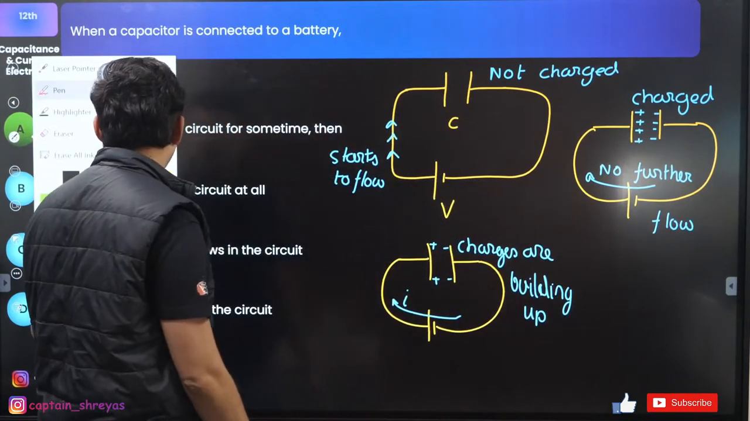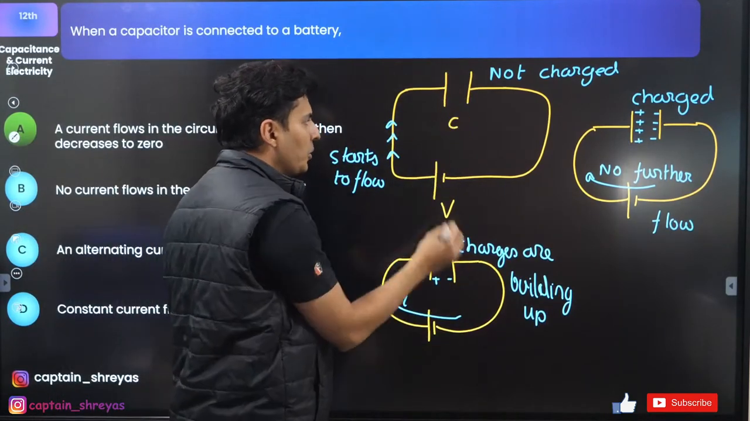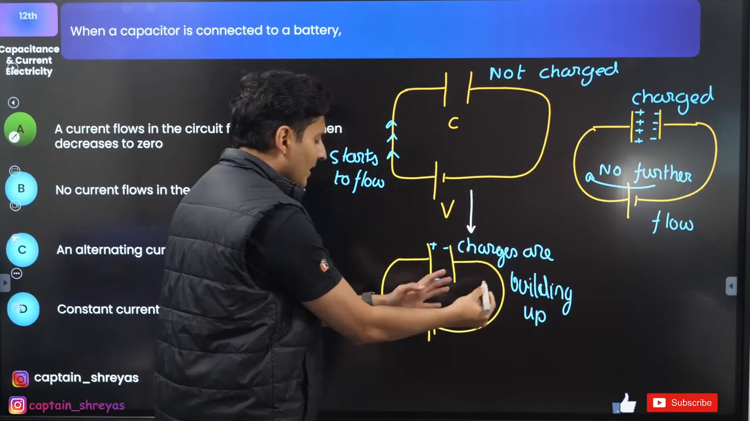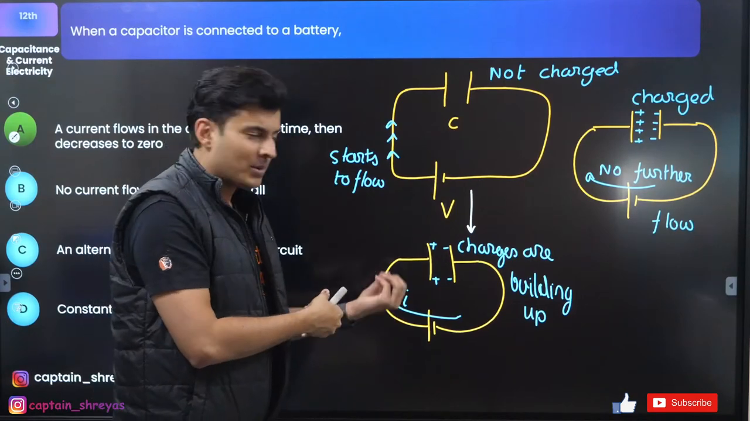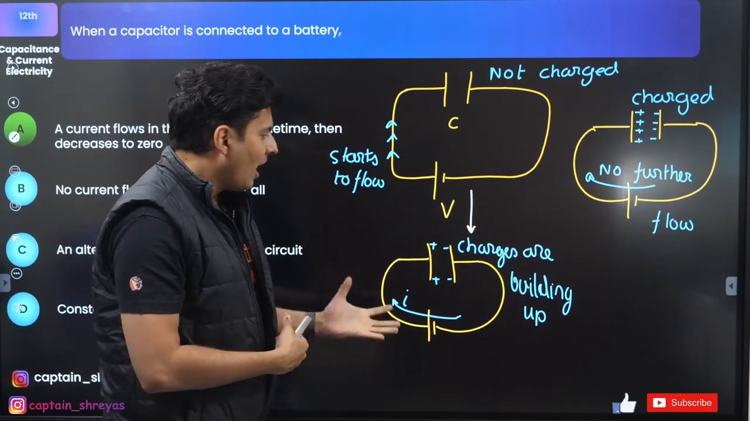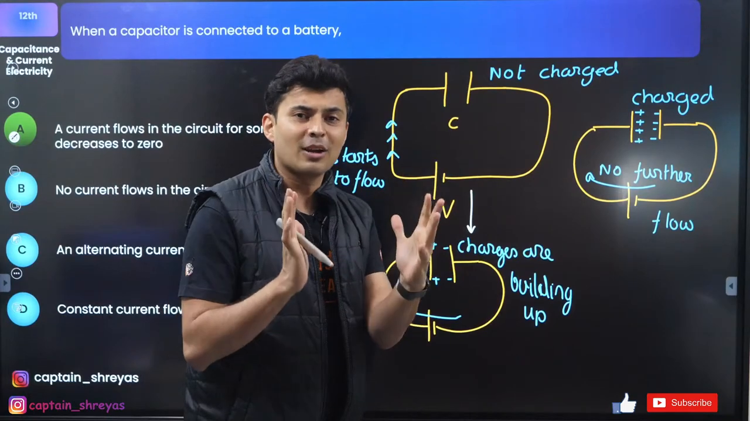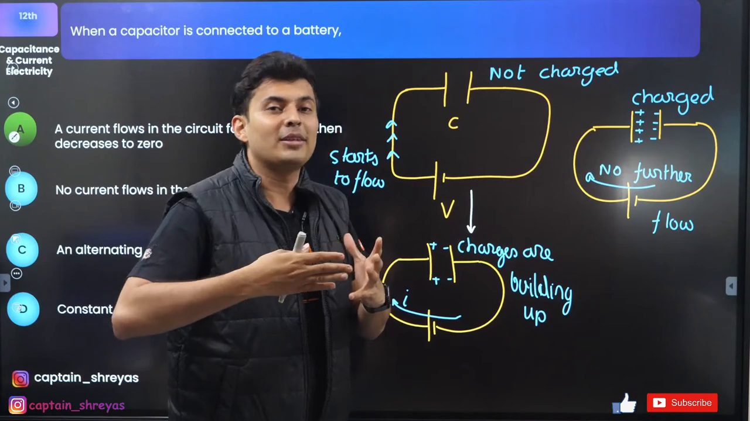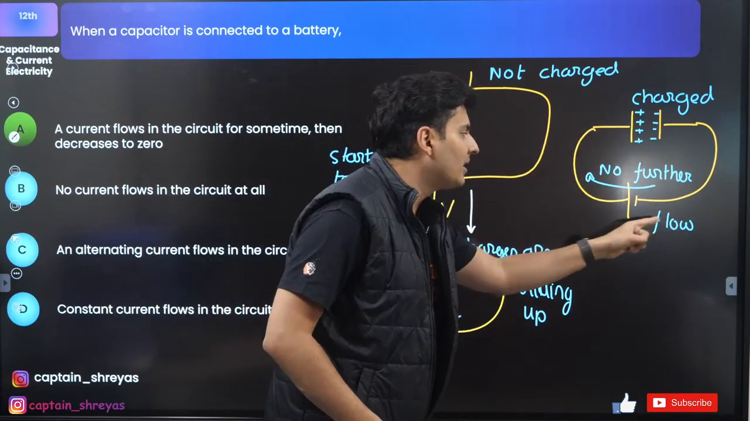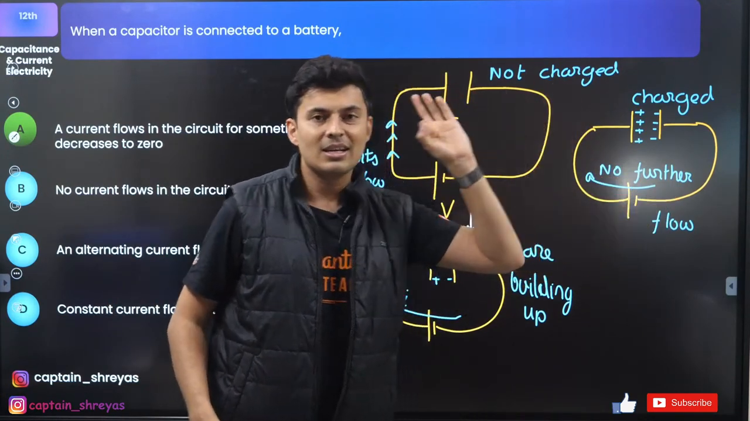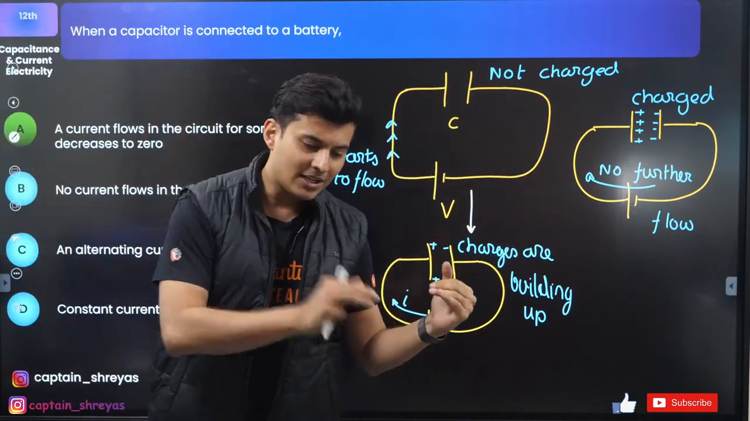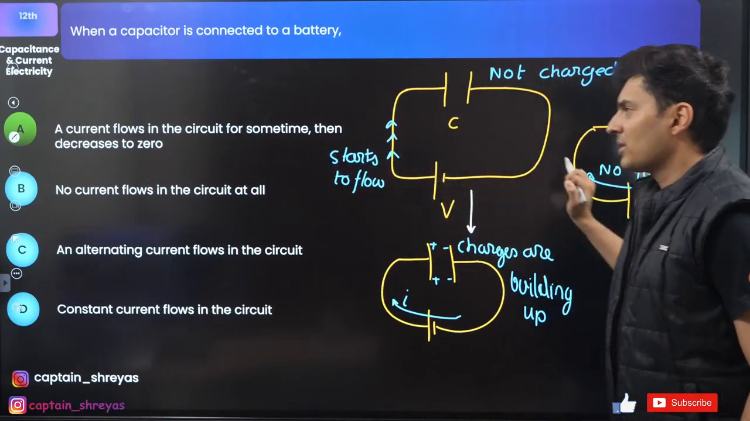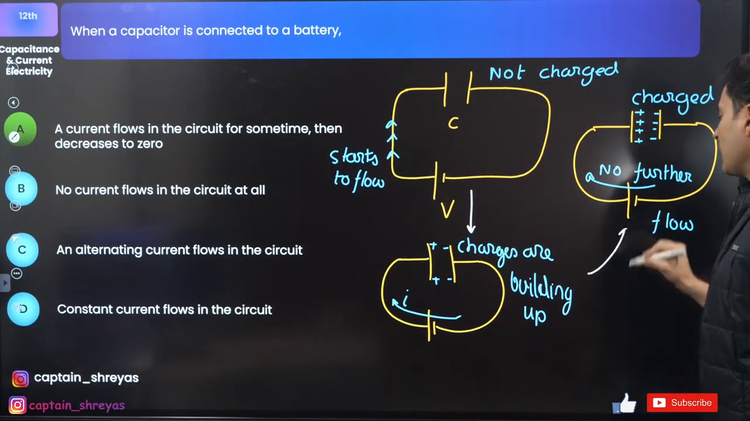So the steps involved are as follows. There is no charge. The voltage difference immediately supplies the current. As the current flows, the charges begin to build up on both sides of the capacitor. After some time, no further charge is required. It has got charged. That means there is no further flow of current. So there is current and then the current stops. Hence the answer is option A. Current flows in the circuit for some time and then goes to zero.